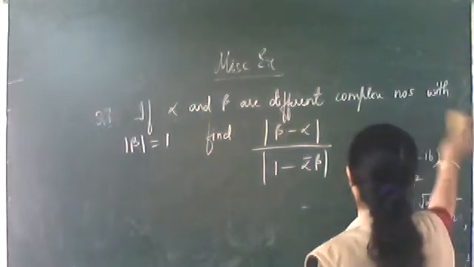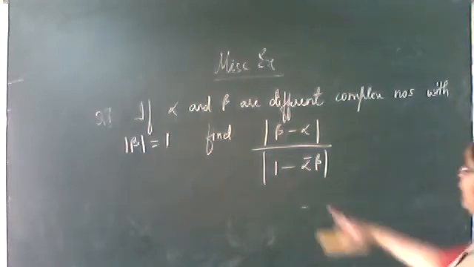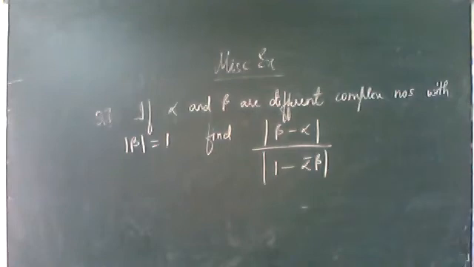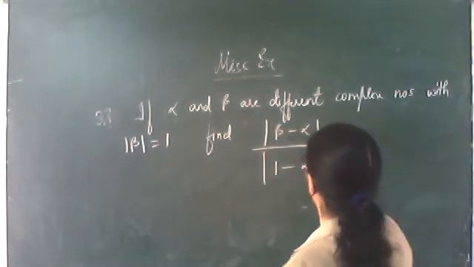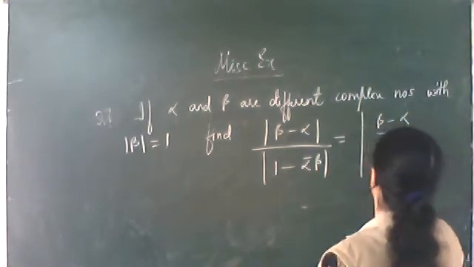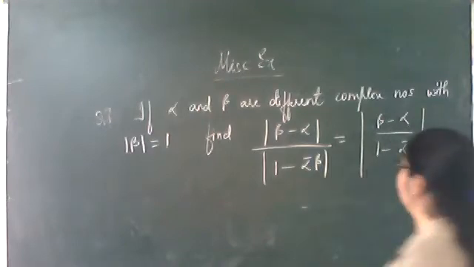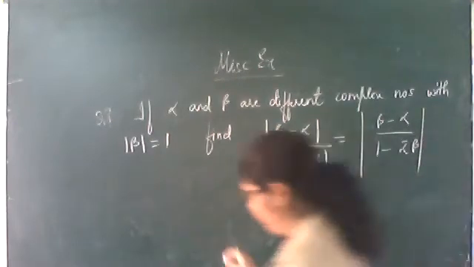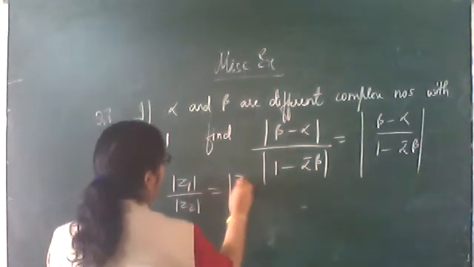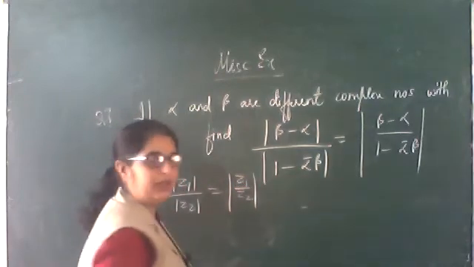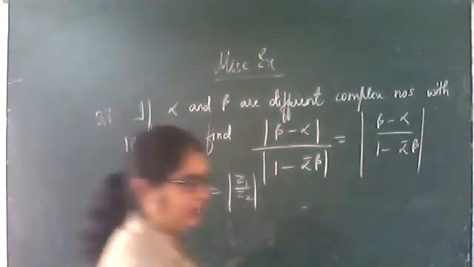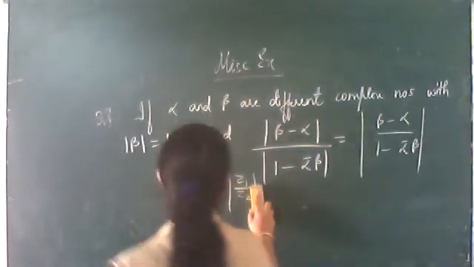So now we'll apply this here. What we are having? We are having the modulus of this whole. So instead of applying modulus separately, we can say that this is equal to beta minus alpha upon 1 minus alpha conjugate beta, whole modulus. You can write it this way also. Clear? Why? Because we know that mod of z1 by mod of z2 is equal to mod of z1 by z2. That only we have used here. Now just see.